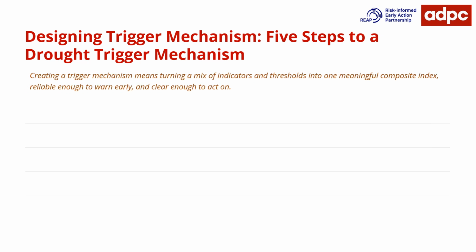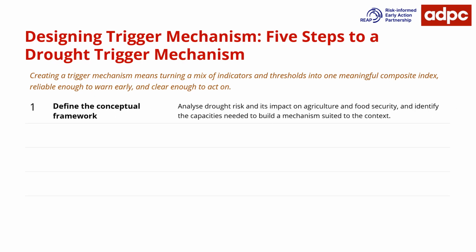Creating a trigger mechanism means turning a mix of indicators and thresholds into one meaningful composite index, reliable enough to warn early, and clear enough to act on. This happens in 5 steps. Step 1. Define the conceptual framework, analyze drought risk and its impact on agriculture and food security, and identify the capacities needed to build a mechanism suited to the context.